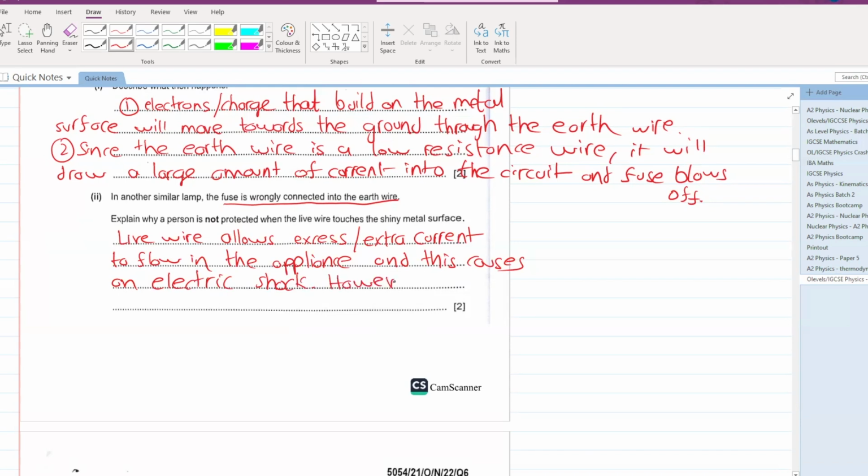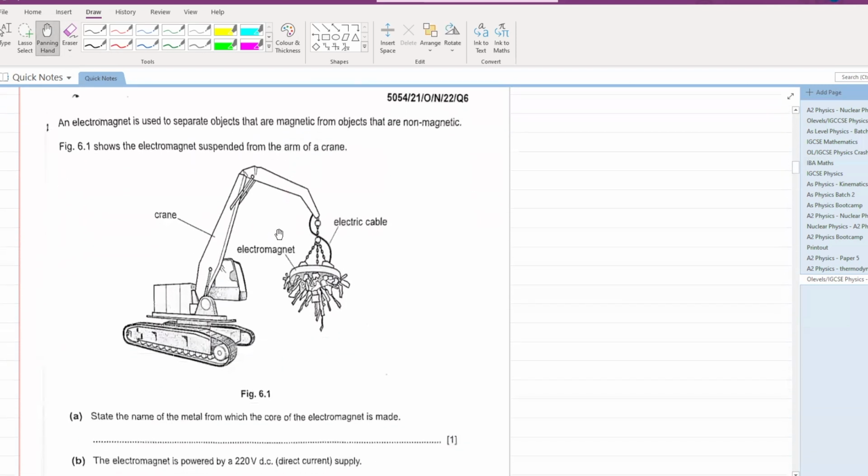However, the fuse will still blow. Why? Because the earth wire draws in a larger amount of current, and since the earth wire draws in a larger amount of current, the fuse will blow. Let's further move ahead to the next question.